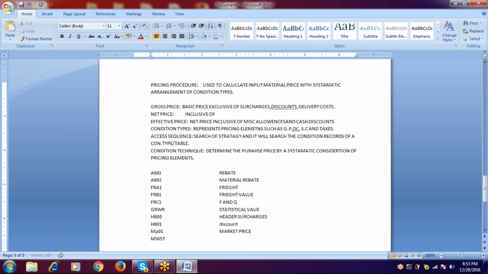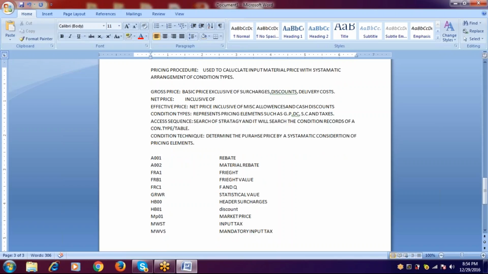And MWST. Everyone knows that this is for the tax. And the next one is MWVS, the mandatory input tax. That means without fail, that condition should be there. That was MWVS. And as well as NAVM.